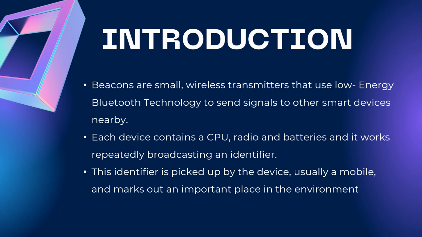The beacon device is simple. Each device contains a CPU, radio, and batteries, and it works by repeatedly broadcasting an identifier. This identifier is picked up by the device, usually a mobile, and marks out an important place in the environment. The identifier is a unique ID number that the smartphone recognizes as unique to the beacon. Once connected, the beacon will carry out whatever function it has been programmed to perform.